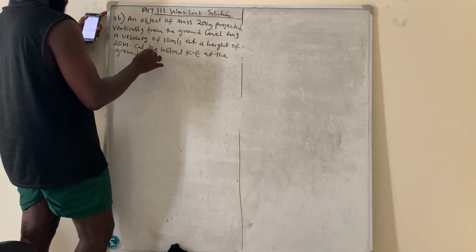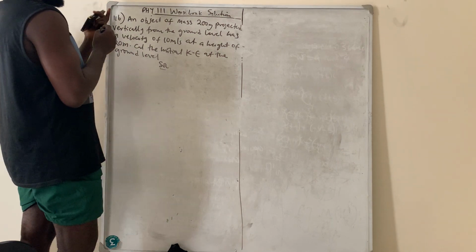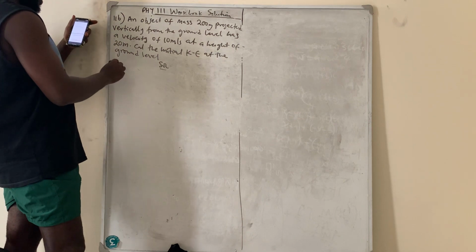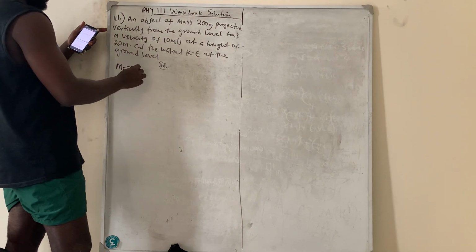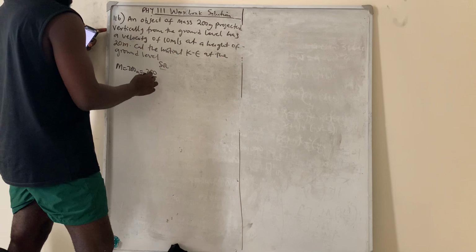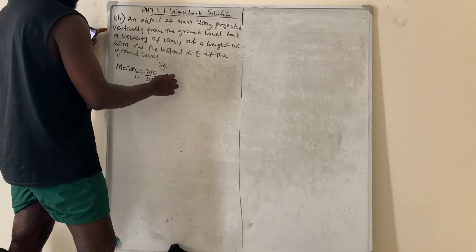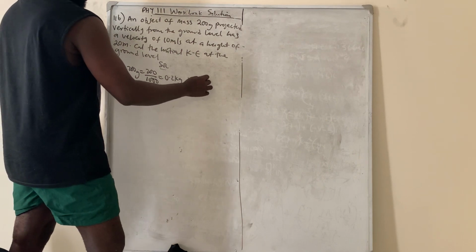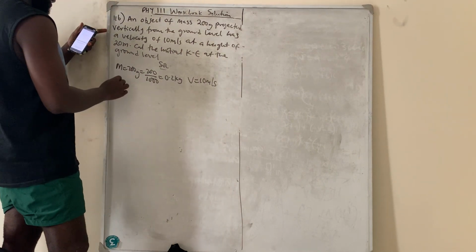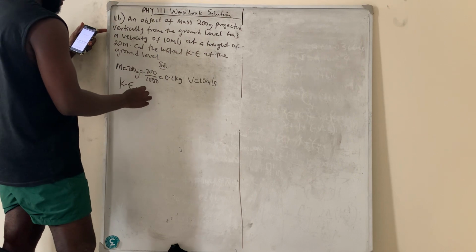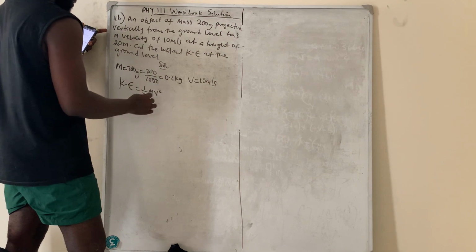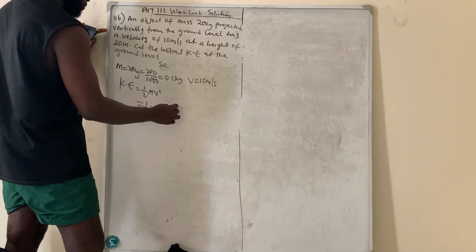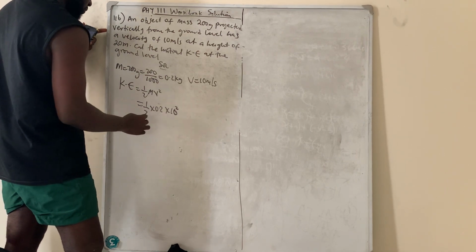Okay, solution. Look at what they gave us. They gave us mass m as 200 gram, which is 200 divided by 1000, which is 0.2 kg. They gave us velocity as 10 meter per second. We know that kinetic energy is equal to half mv squared, which is 1 over 2 times 0.2 times 10 squared.